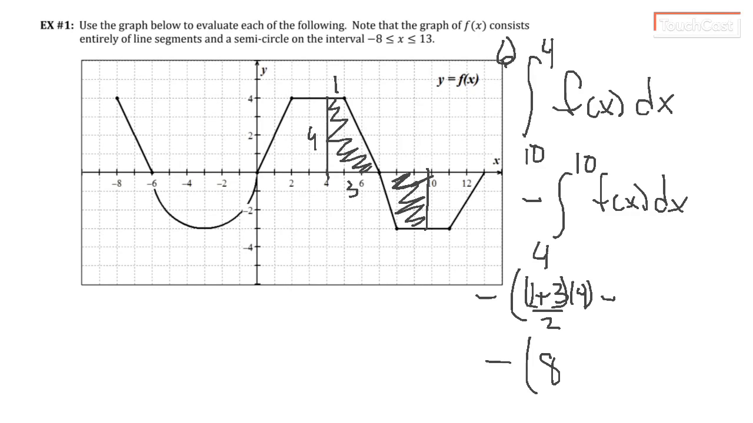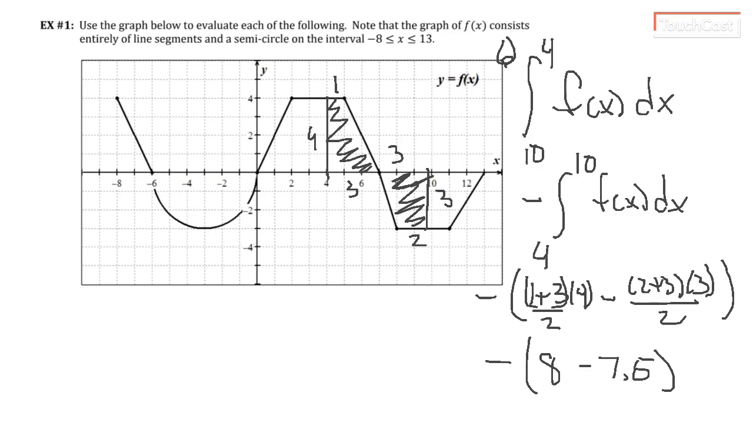Minus, we've got another trapezoid with a base of 3 and 2 and a height of 3. So we're going to go 2 plus 3 times 3 over 2. Well, 2 plus 3 is 5, times 3 is 15. If we divide that by 2, we're going to get 7.5. 8 minus 7.5 is 0.5, which means the area, or the answer to this question, is going to be negative 0.5 or negative 1/2.